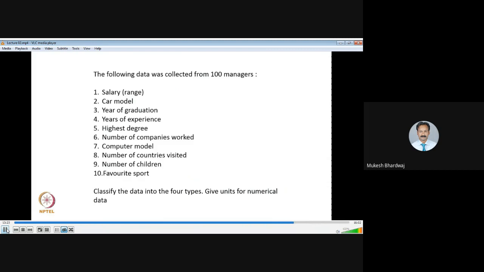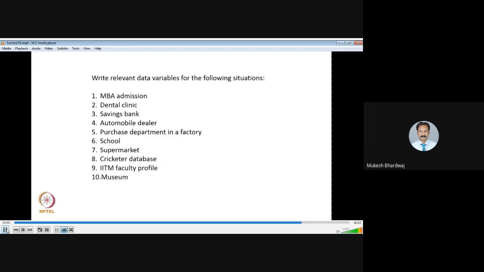So now you realize that there are 10 different types of data, and you could try and classify these into the 4 types that we saw: nominal, ordinal, interval, and ratio. And we also can give some numerical units for the data. For example, one could give experience as years. One could also go back and try to look at what kind of data. Remember, in the last lecture we gave examples of data.